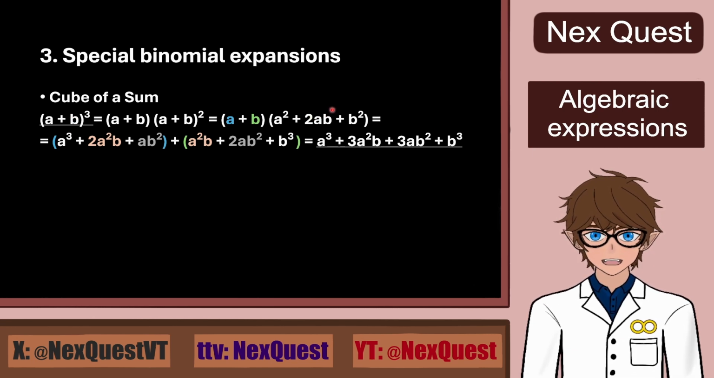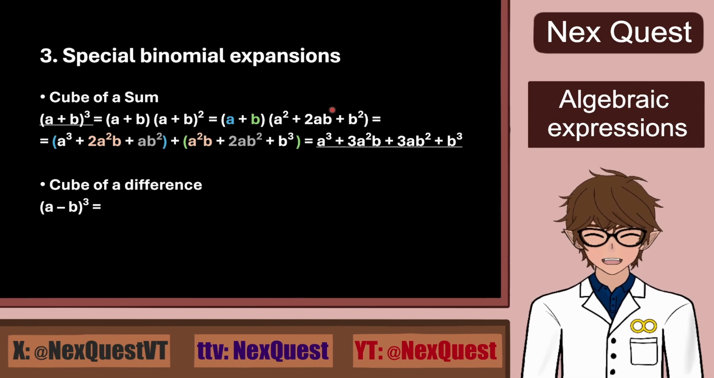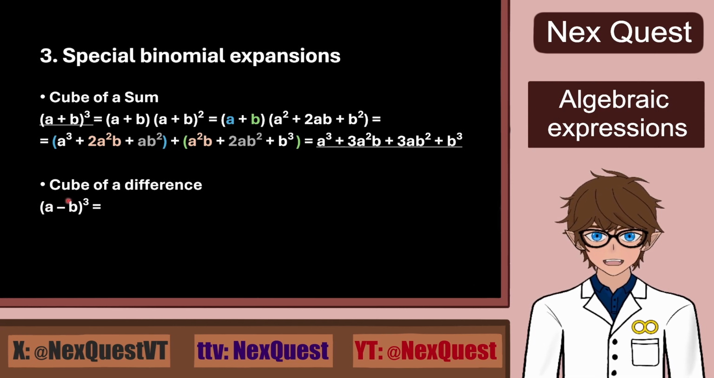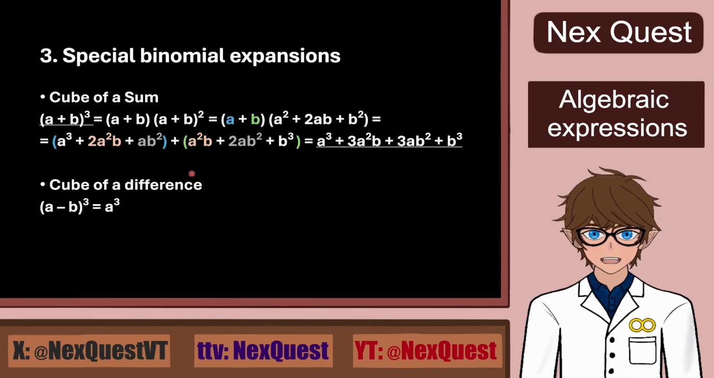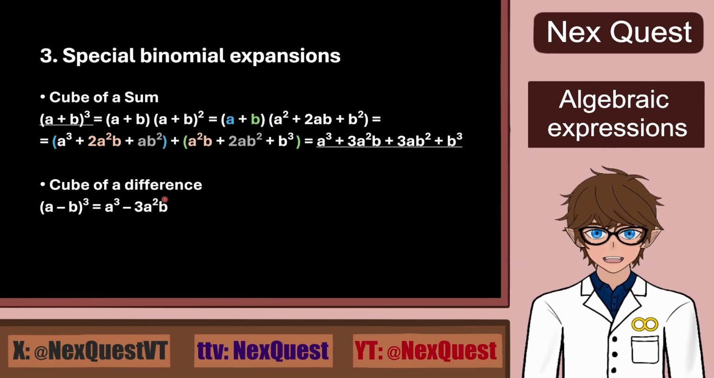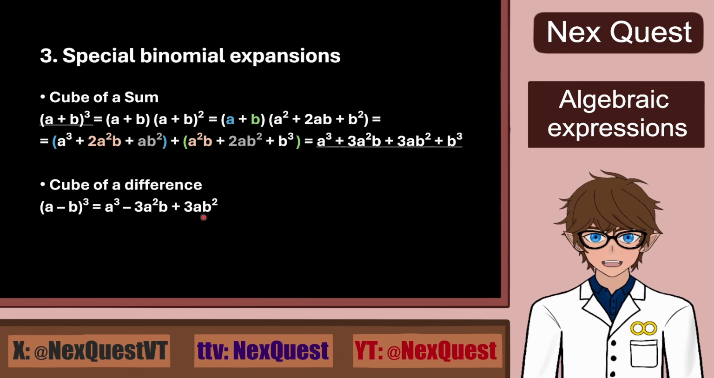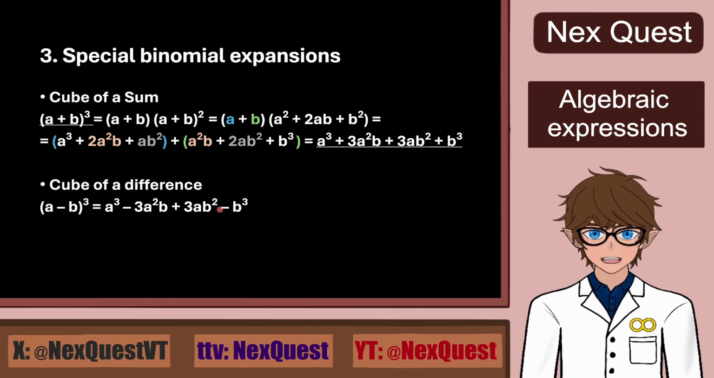We can do the same thing for the difference, so the cube of a difference. If we go by the equation and we follow the rules that negative b when cubed gives a negative sign, we get a cubed minus 3a squared b, because b is to the odd exponent, plus 3ab squared, now the negative sign is gone, minus b cubed, which is the formula for the cube of a difference.